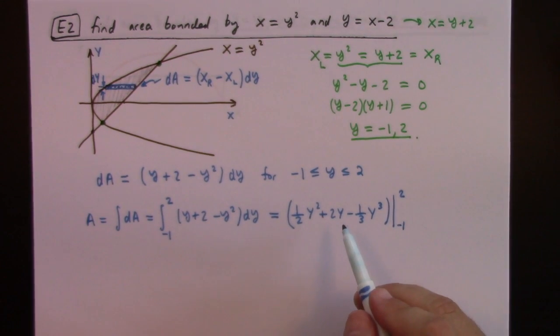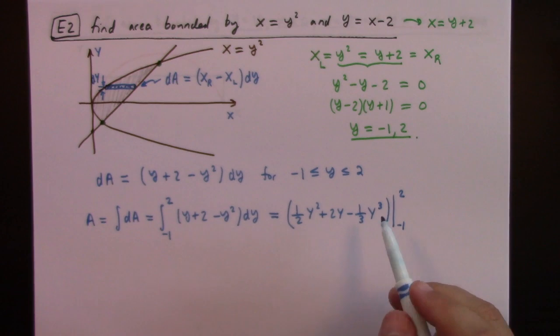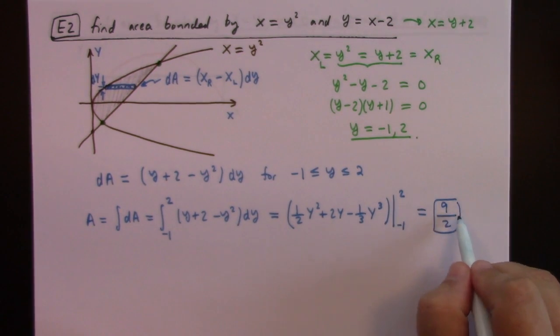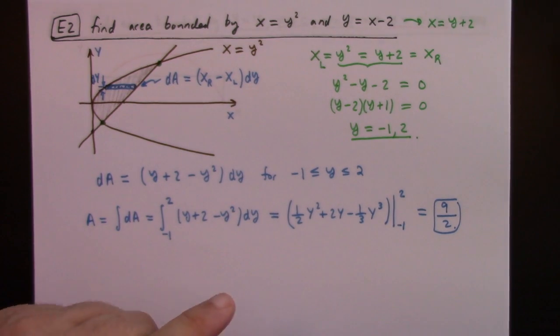So y squared over 2 plus 2y minus y cubed over 3. So this works out to 9/2. I'll spare you the arithmetic. All right. I mean, I'll spare myself the arithmetic.